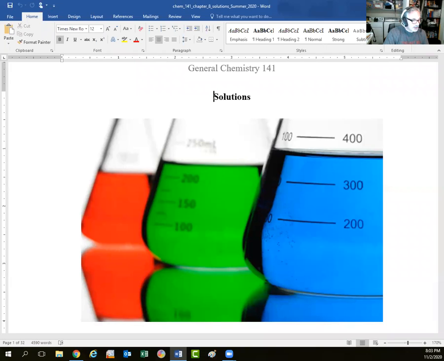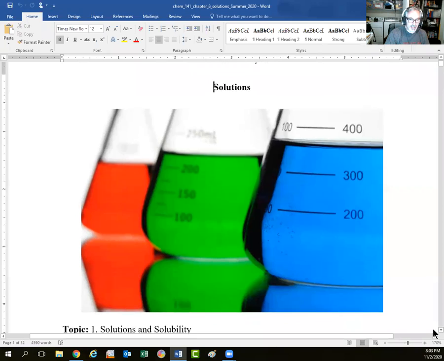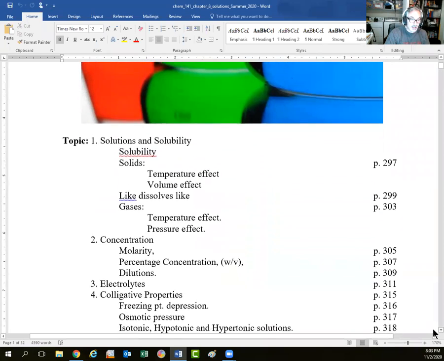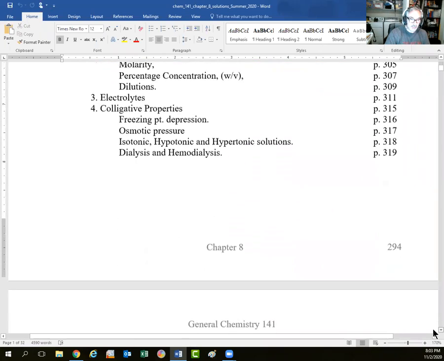Hello there. So let's take a look at Chapter 8, Solutions Chemistry. So as usual, we'll take a look at some scenarios to whet our appetite for solutions chemistry.